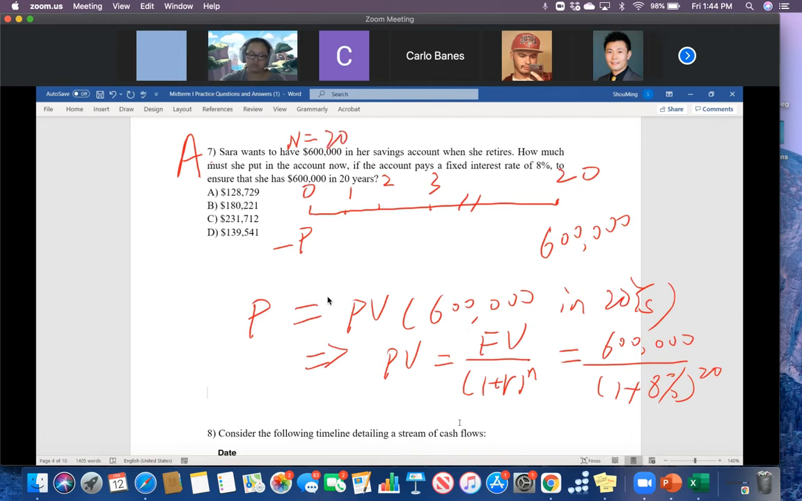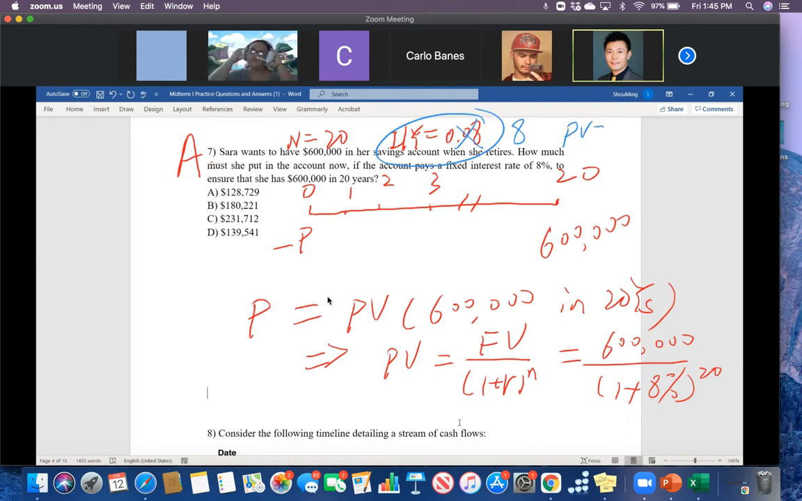20, right? Interest rate should be, since it's 8%, so should be this one, right? Yep. Is that correct? Yes. And future value is 600,000. No, I mean the interest rate. Isn't it just 8? It's just 8. Good. So in this case, what is my future?